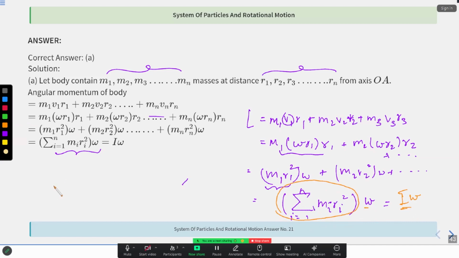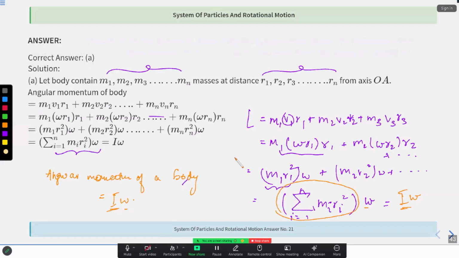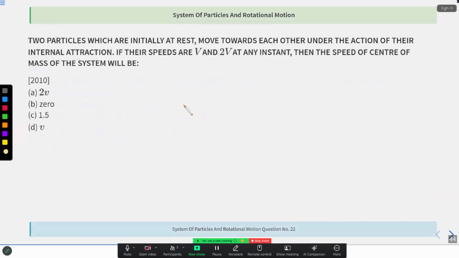So the angular momentum of a body is nothing but I into omega. All right, I hope it is clear. Cool, let's go to the next question.